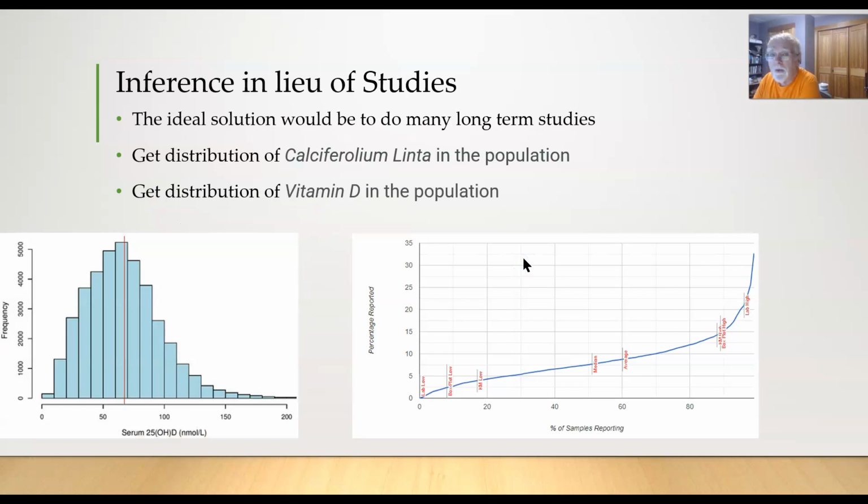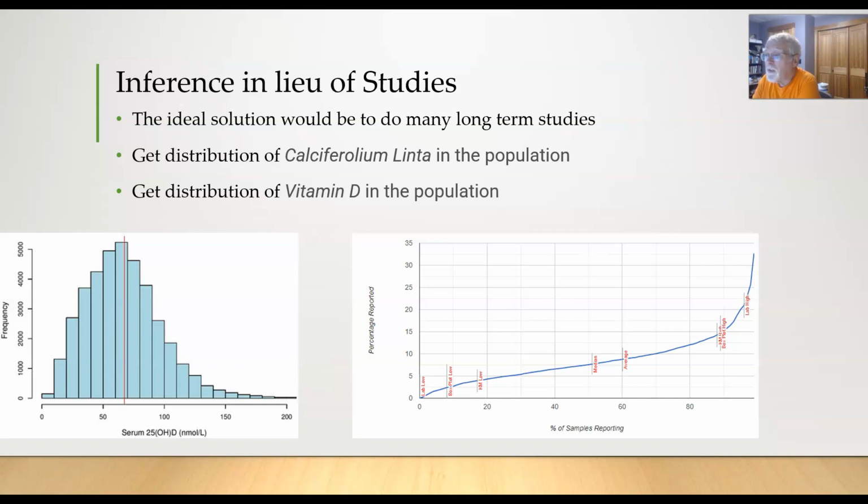We can try doing inference in lieu of studies. The ideal solution would be to do many long-term studies. Unfortunately, 20 years of studies trying to stop fascism in Germany or Italy or Spain doesn't really help. So what we can do is look at what we have available.